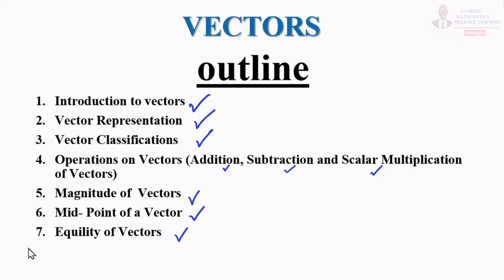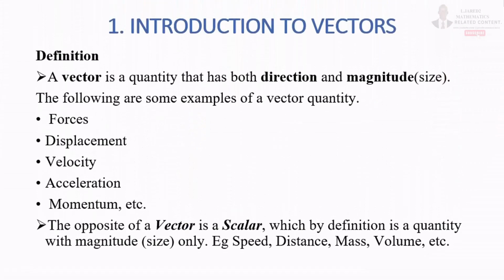So now let's dive in with our outline number 1, which is introduction to vectors. We have our definition: a vector is a quantity that has both direction and magnitude, or size. So we are saying that a vector quantity should take on a specific direction and must have magnitude. So it should have both of them.